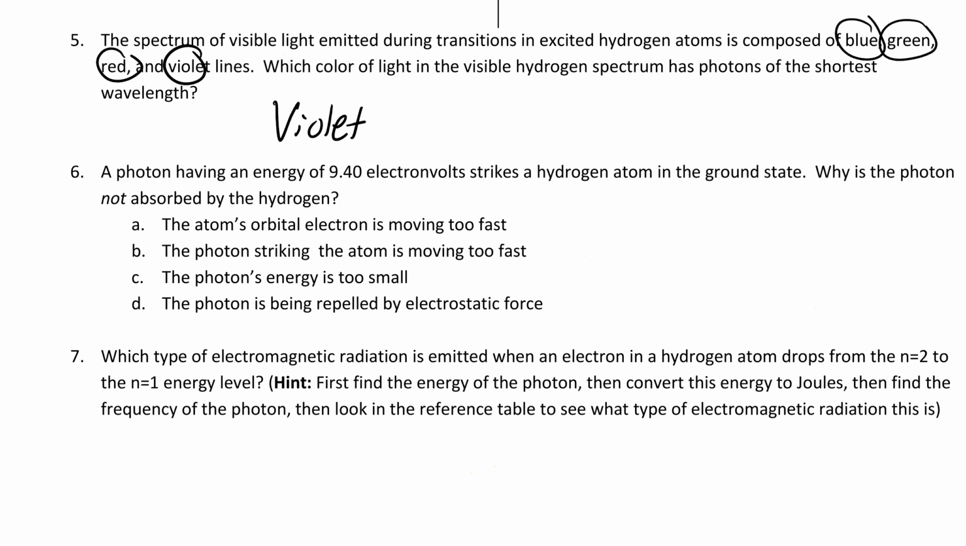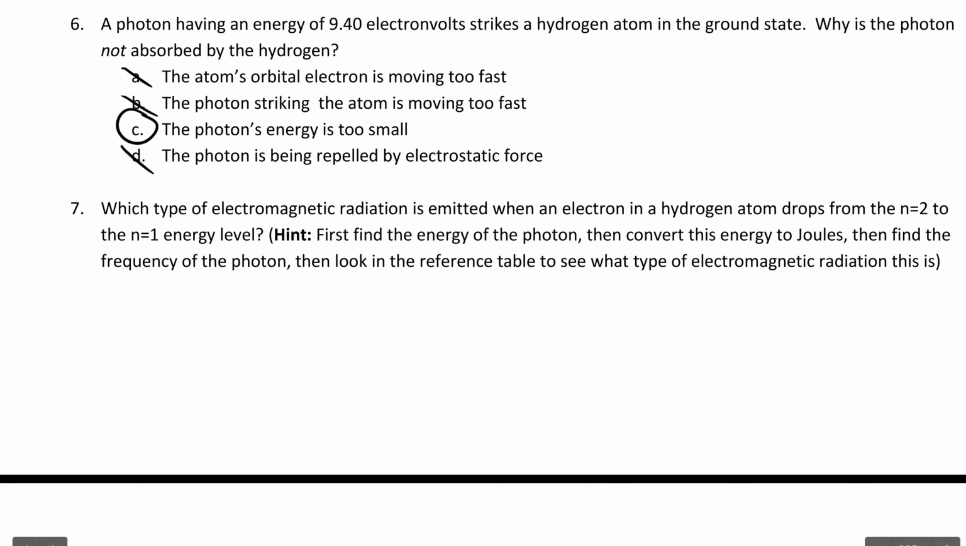So which of these answer choices closely resembles what we just said? A says the atom's orbital electron is moving too fast. No. B, the photon striking the atom is moving too fast. No. C, the photon's energy is too small. Yeah, that sounds right. It's not 10 point whatever we said. It's only 9.4. All right, what was it? 10.2. D, the photon is being repelled by electrostatic force. No.